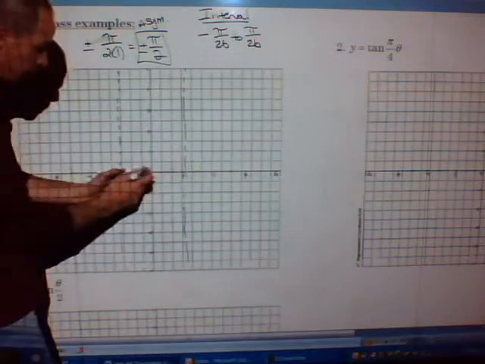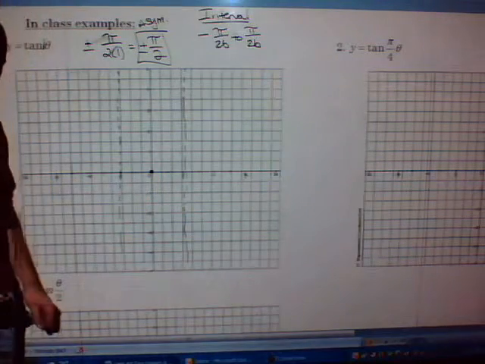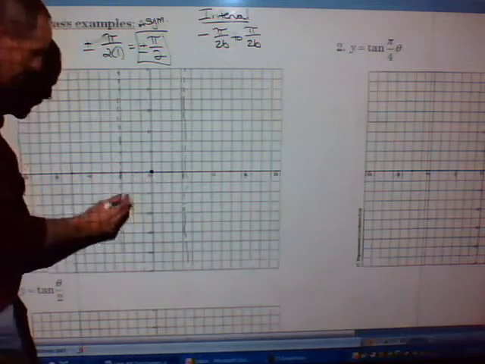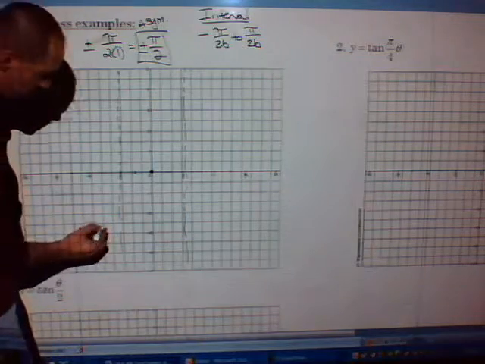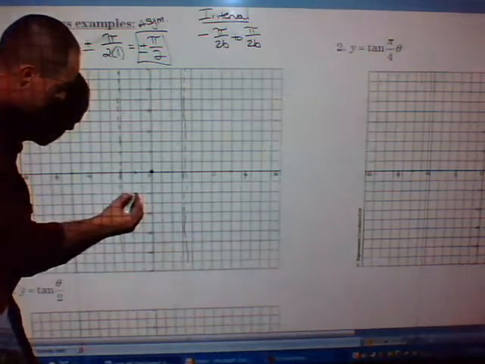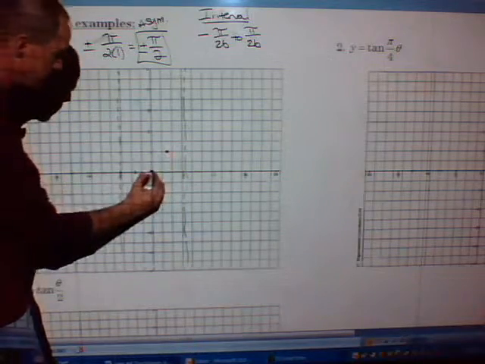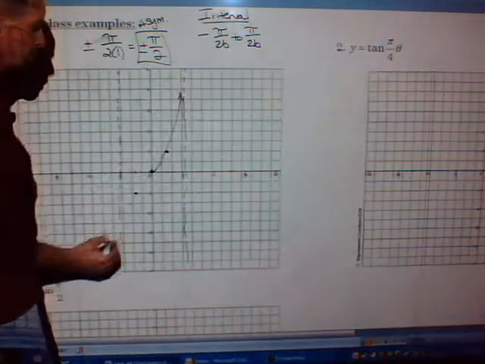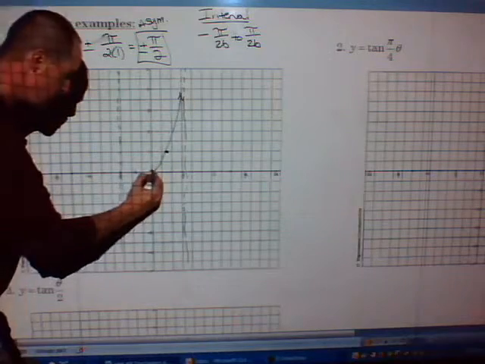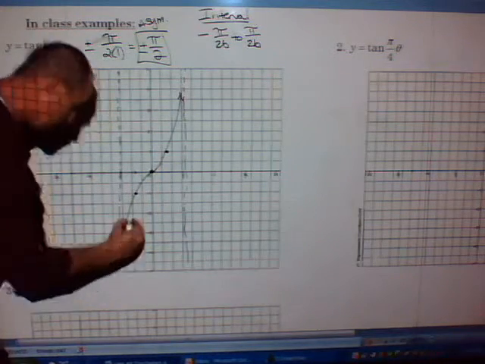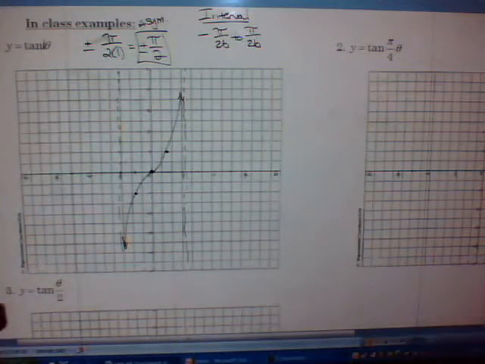So you're going to go to the middle. At the middle, you'll be at 0. At the middle of the first half, which would be right there, you're going to go down to negative 1. In the middle of the second half, you're going to go up to positive 1. So you're going to approach your asymptote from the right and from the left, and there's your first cycle.